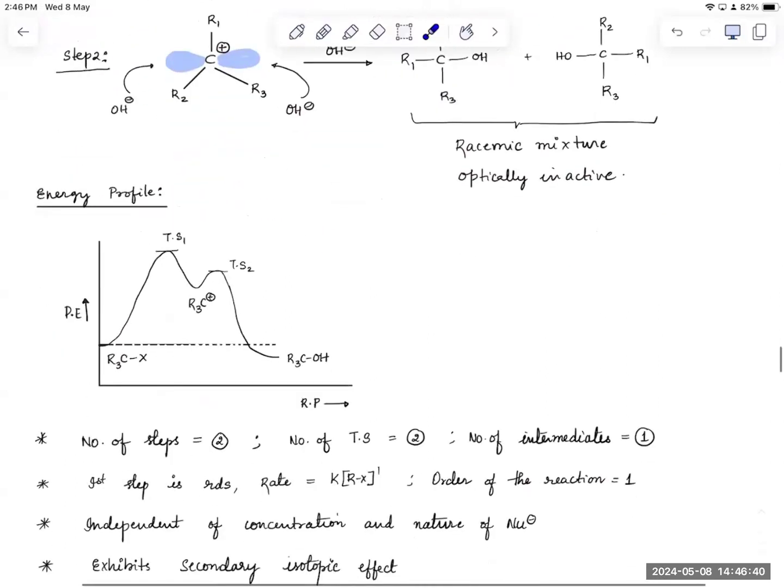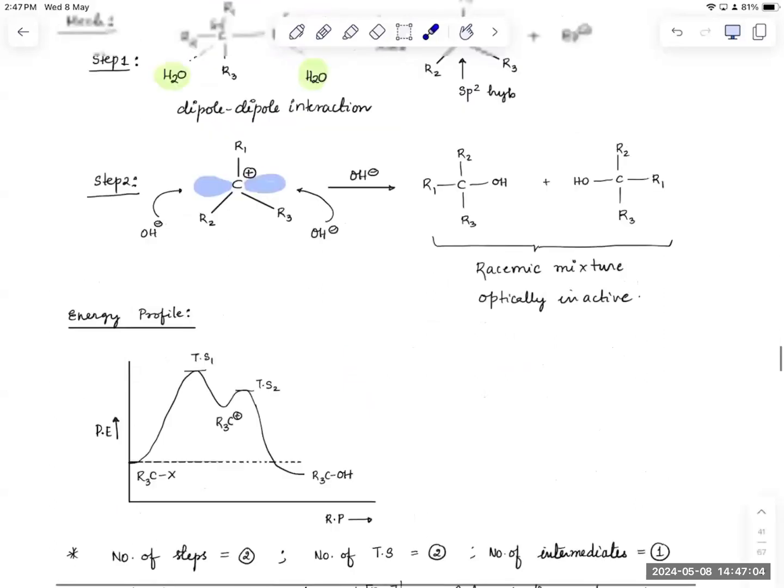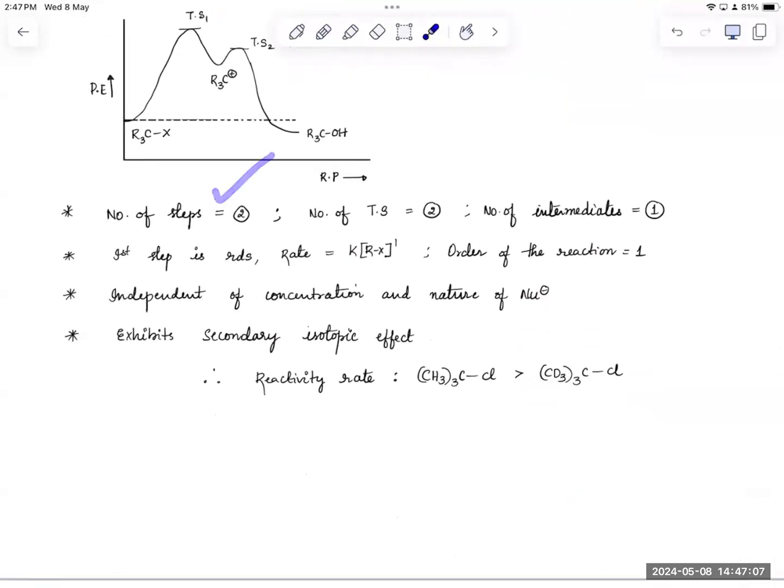If you notice the energy profile, starting from the reactant we rise towards transition state 1. From there we come to carbocation formation. From the carbocation, again a small transition state leads towards the product. So you will notice there will be at least one intermediate forming in the case of an SN1 reaction. The minimum number of steps is 2. The number of transition states is also at least 2. The number of intermediates is at least 1.